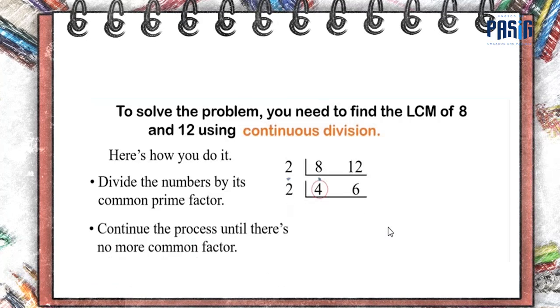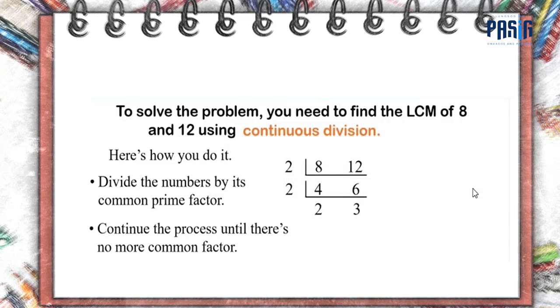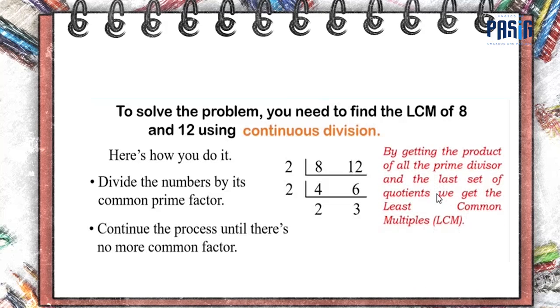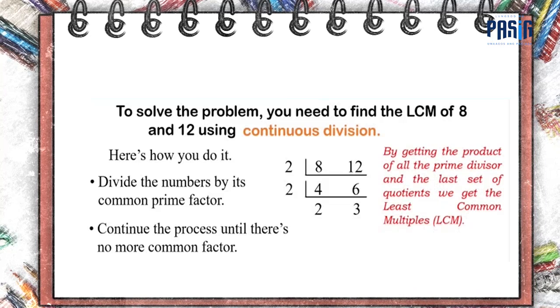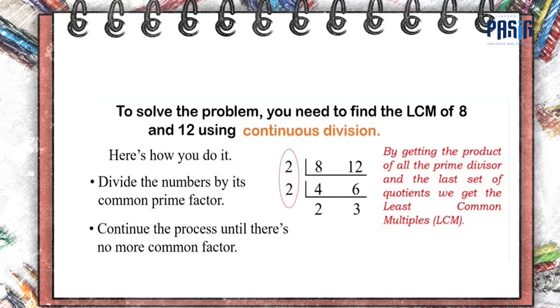Now 4 divided by 2 equals 2. 6 divided by 2 equals 3. Now we have 2 and 3, and they don't have a common factor. So it means the end of the division process. By getting the product of all the prime divisors and the last set of quotients, we get the least common multiple or LCM.